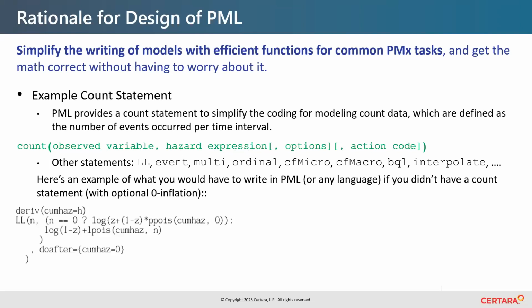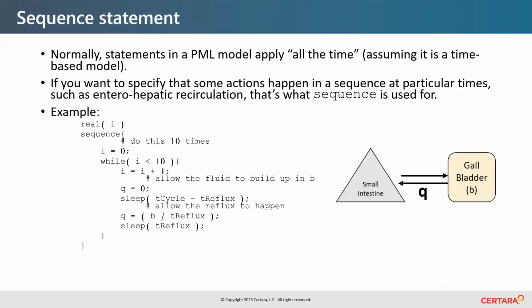And then you could say the number of headaches over the last week is the accumulation of the hazard expression over that week, and that's the average number for something like a Poisson distribution. In any case, there's lots of options. And what you see down below is what you would have to write if you didn't have the count statement. And again, you'd have to get the math correct. So let's ignore that unless somebody's interested. Okay, next.